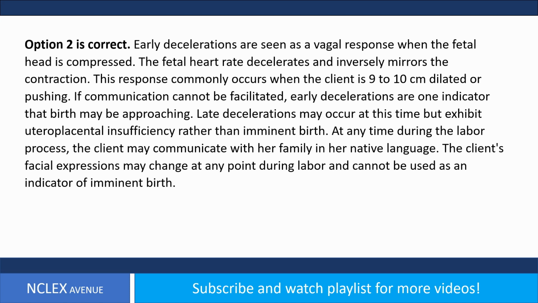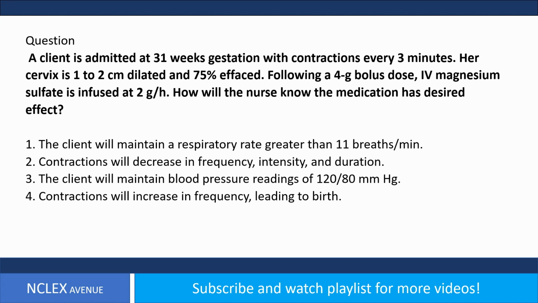Question. A client is admitted at 31 weeks gestation with contractions every 3 minutes. Her cervix is 1 to 2 centimeters dilated and 75% effaced. Following a 4g bolus dose, IV magnesium sulfate is infused at 2g per hour. How will the nurse know the medication has desired effect? 1. The client will maintain a respiratory rate greater than 11 breaths per minute. 2. Contractions will decrease in frequency, intensity, and duration. 3. The client will maintain blood pressure readings of 120/80 mm Hg. 4. Contractions will increase in frequency, leading to birth.